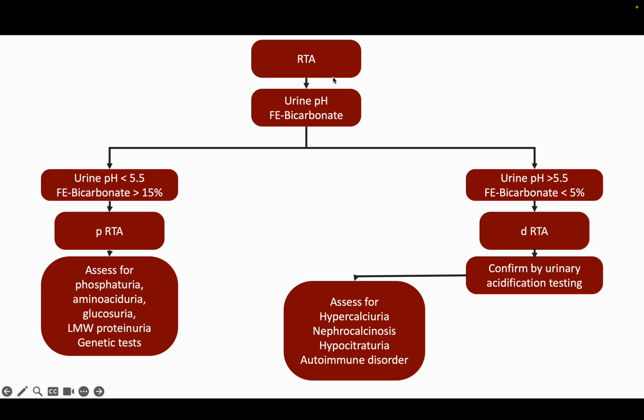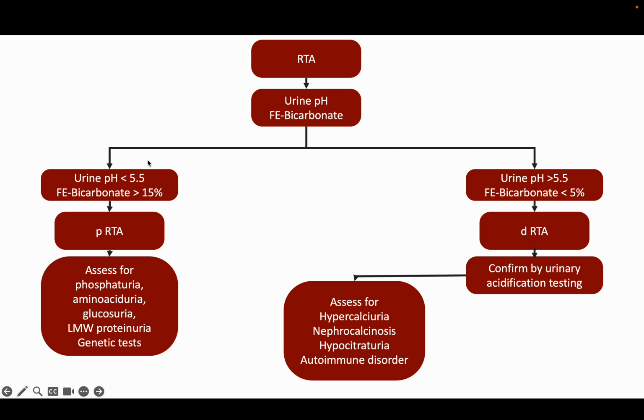And again in RTA, you do the urine pH and urine bicarbonate. Generally in the case of distal RTA, urine pH will be more than 5.5 and fractional bicarbonate excretion will be less than 5%. So despite the maximum acid challenge, urine pH will still be more than 5.5. This is confirmed by the acid loading test, that is, the ammonium chloride test you can use. You will have hypercalciuria, nephrocalcinosis, hypocitraturia, generally associated with autoimmune disorders.